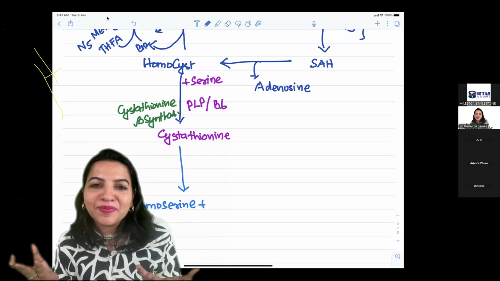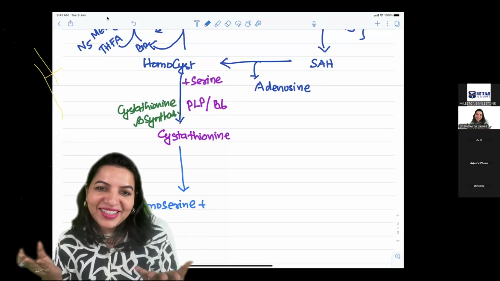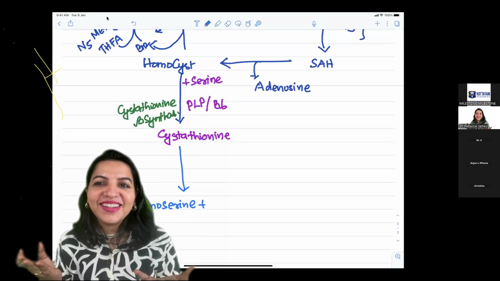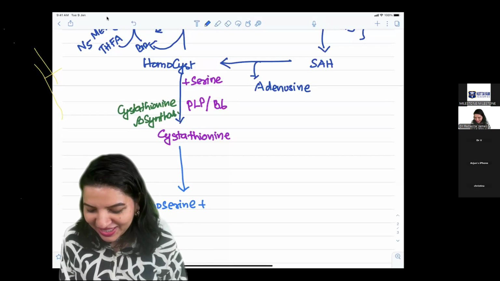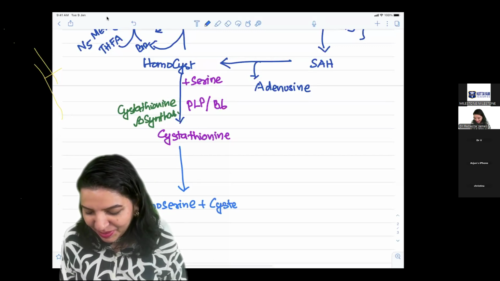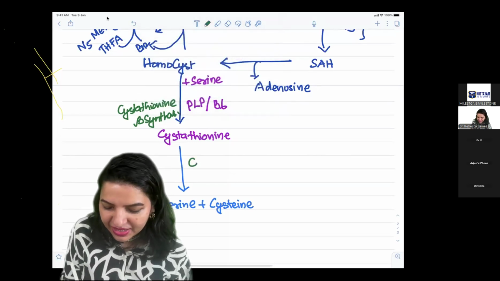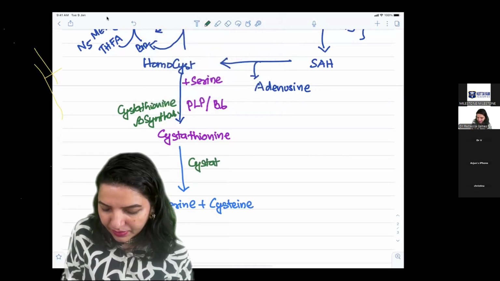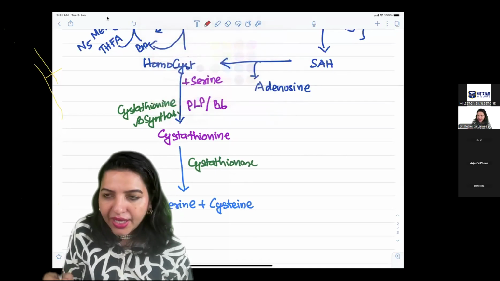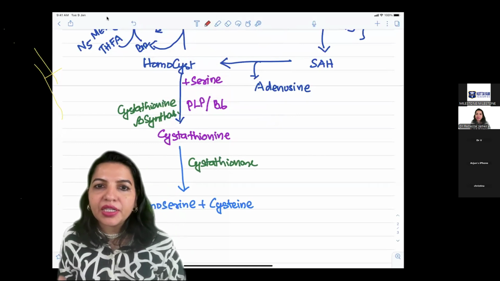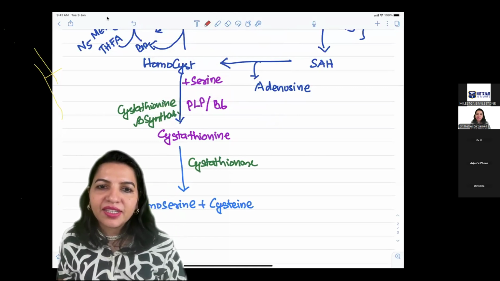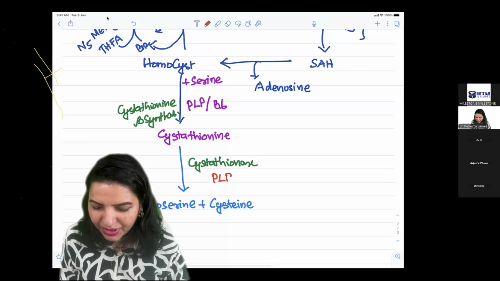Homocysteine became, tell me, poor homocysteine, right? It became cysteine. That enzyme is cystathionase. Cystathionase. This enzyme also requires the same vitamin. So which is that vitamin? Tell me. Yes, again, this is also requiring PLP.